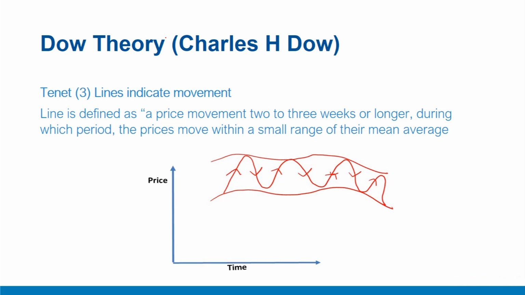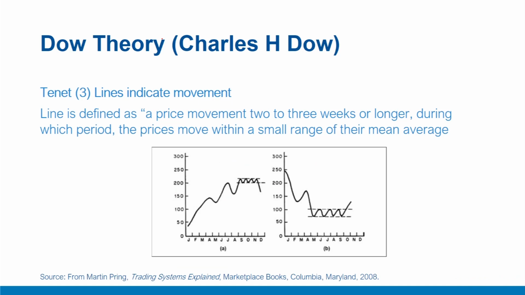A line is defined as a price movement of 2 to 3 weeks or longer, during which the price variation of averages or indices moves within a range of approximately 5%, as shown here. This often represents a digestion of gains or losses. For example, as we can see here, these lines are digestions of gains or losses after a down move or up move. There is a line kind of movement within a broad horizontal range. This represents a digestion of gains or losses or a pause in the trend.